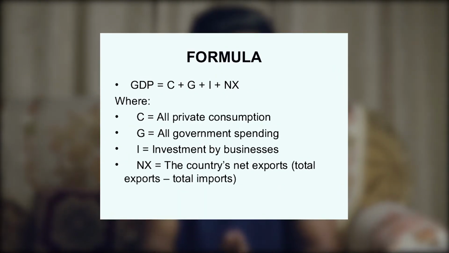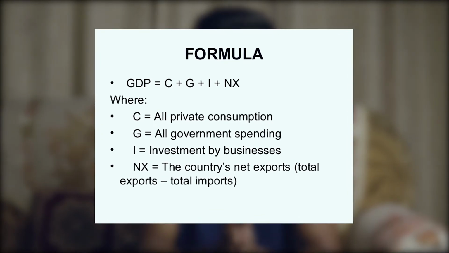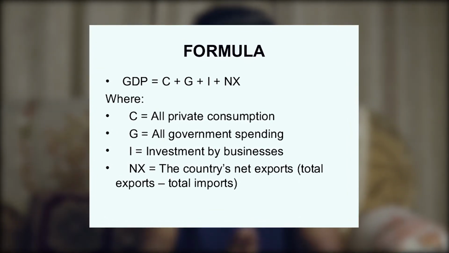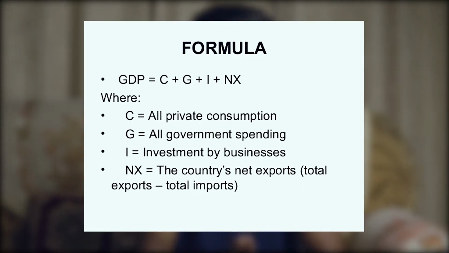The formula of GDP is C plus I plus G plus NX, where C stands for consumption, I for investment, G for government spendings, and NX for net export. It is generally the monetary value of all the finished goods and services made within a country during a specific period of time. It generally provides the economic snapshot of a country.